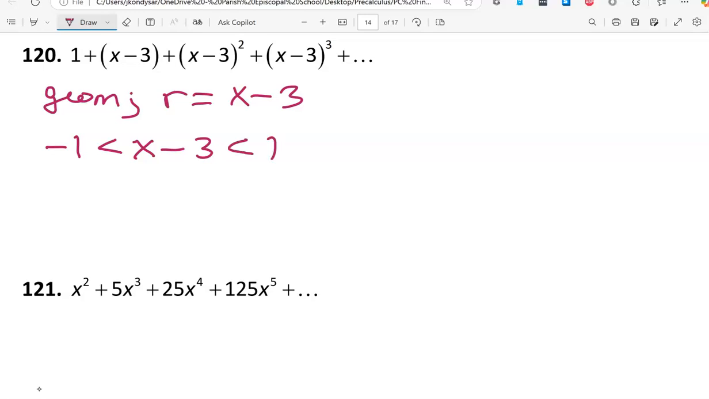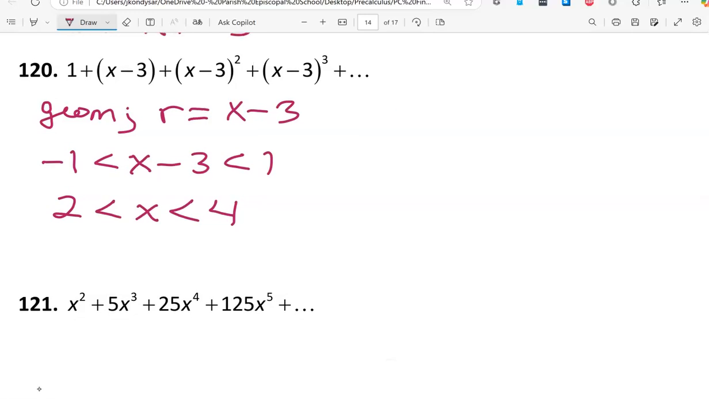I'm going to add 3 to all three parts of this inequality, and we get 2 is less than x is less than 4, and that's our interval of convergence. The sum is equal to the first term divided by 1 minus the ratio, and I'm going to use parentheses around the ratio to aid in simplification.